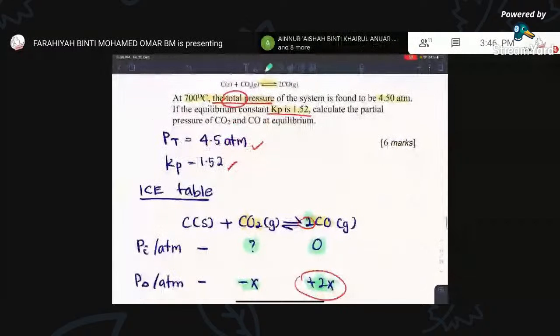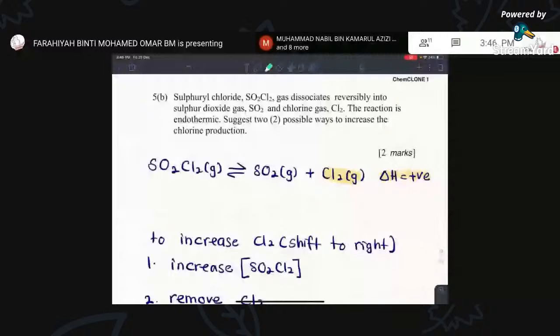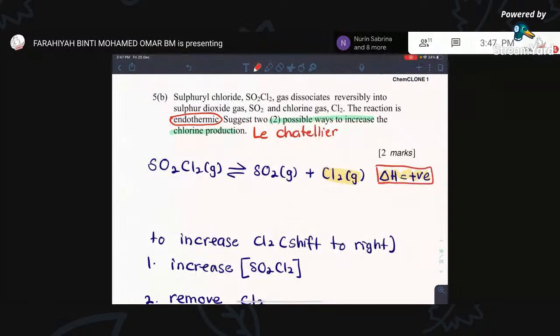And next, 5B. Okay. So 5B tells you about blah blah blah. So they ask you for 2 possible ways to increase chlorine production. Okay, this is a Le Chatelier chapter question. So when you want to do this, you first look here, it is endothermic, so the enthalpy will be positive. Okay. So, you add to the equation, heat will be at the reactant. Why? Because it absorbs. So, absorb must be a reactant. Okay. So, you write it like that first. Okay. So, and then you want to increase the chlorine production. So, you have to shift to the right.